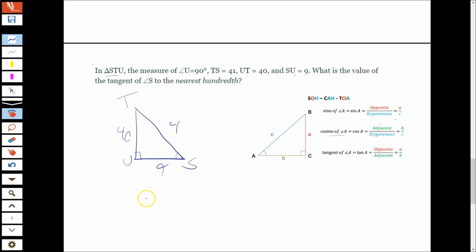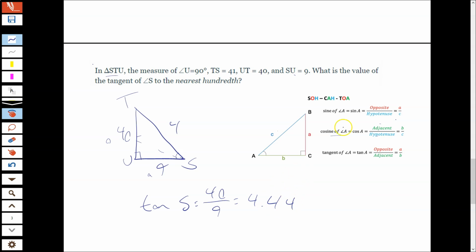So tangent of S is going to be the opposite side. So the opposite side is 40 because we're going across the triangle. 40 on top over 9 is the adjacent side. Hopefully you got that one correct. If not, feel free to rewind and rewatch, or just try a couple. It's okay to get them wrong.